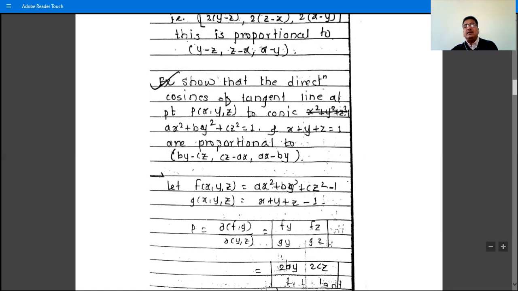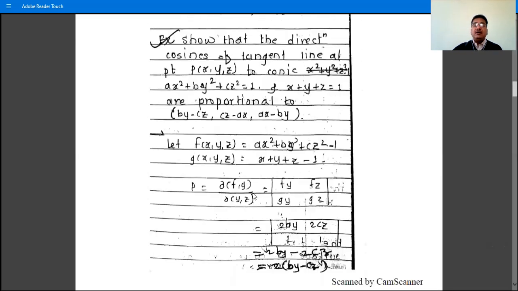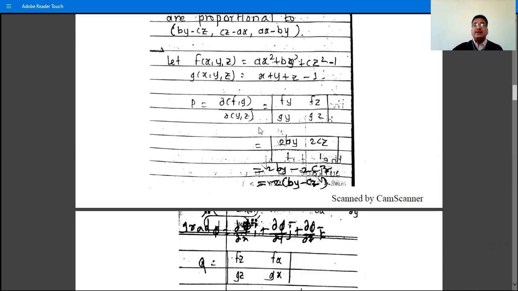So we denote the two surfaces by f and g, and the intersection of these two surfaces is the curve, and we have to find the direction ratios of the tangent line or tangent vector to this curve. That is, we have to find the values of capital P, capital Q and capital R. So what is capital P? It is the Jacobian of f, g with respect to y, z, that is ∂f/∂y, ∂f/∂z means fy, fz, and ∂g/∂y, ∂g/∂z.